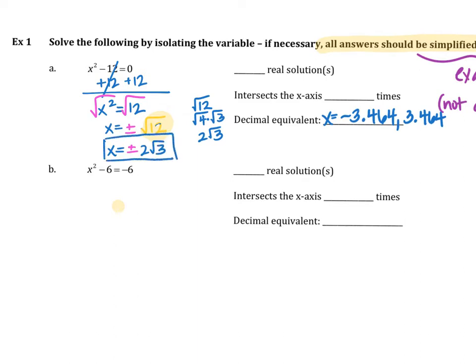Okay, so these are my two solutions. This means there are two real solutions, meaning it intersects the x-axis 2 times. These two solutions should always go together. If you prefer to write your answer out twice, you can do that. You could write x equals 2 root 3 and negative 2 root 3, you're welcome to do that.